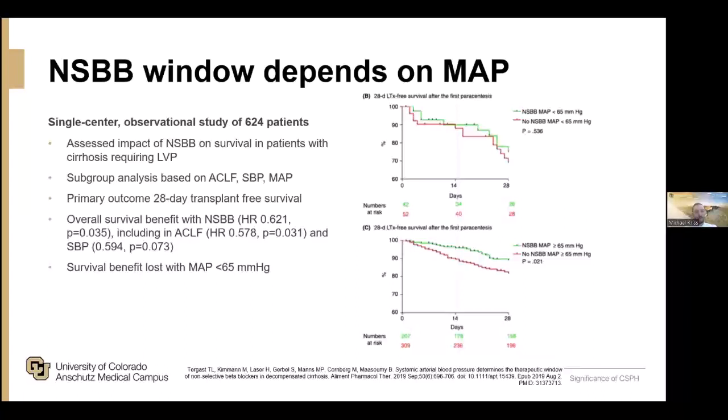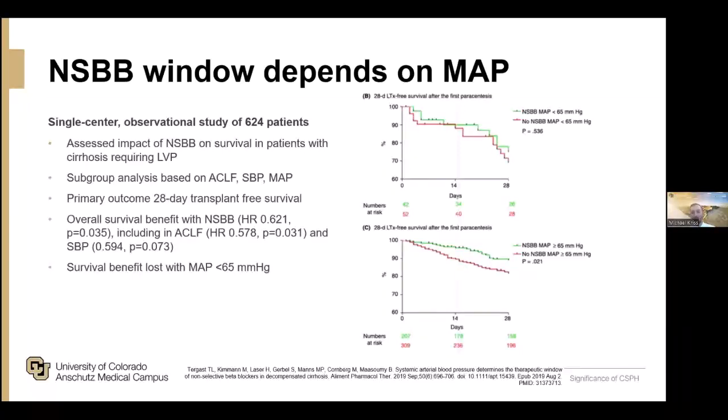they also subdivided this based on the presence or absence of acute on chronic liver failure. Again, those patients derived mortality benefit, and in patients who had SBP, while there was a trend towards mortality benefit there, it was not statistically significant. But the most interesting part of the study is that they then also stratified patients based on mean arterial pressure. And if you look at patients whose mean arterial pressure was less than 65, the survival benefit was lost entirely.